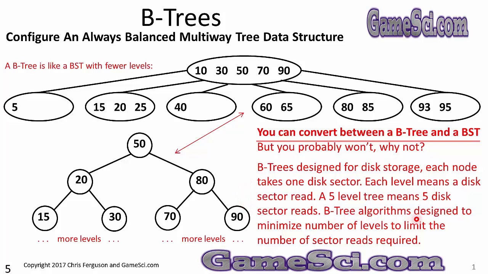B tree algorithms are designed to minimize the number of levels to limit the number of sector reads required. In other words, B trees are purposely designed to take fewer levels. Binary trees take many levels. B trees take much fewer levels. Since each level of the tree requires a disk read, the fewer the levels, the fewer the disk reads.